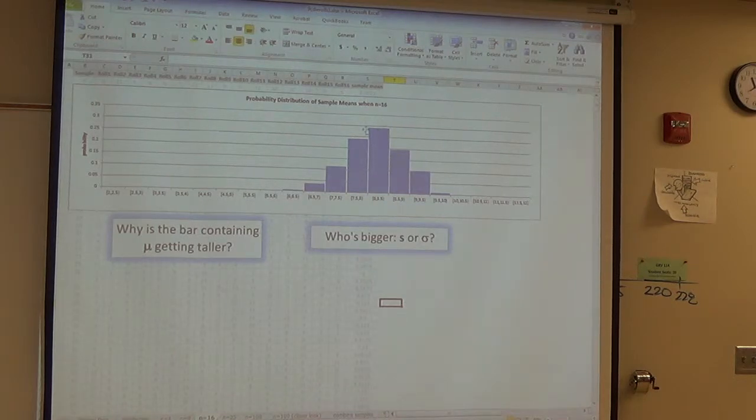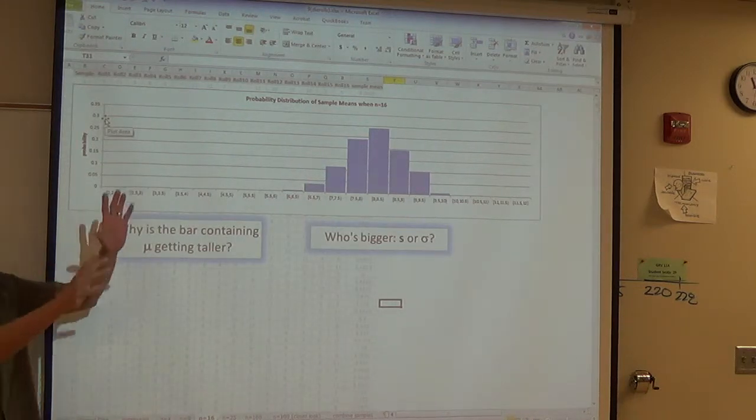Have you been watching the numbers on this vertical axis over here? That's the probability of that bar. That bar probability keeps getting higher and higher. Why are we getting more and more likely to land in that bar? Think about what we just said about 30 seconds ago. Sample size gets bigger, so it's compressing and going up.